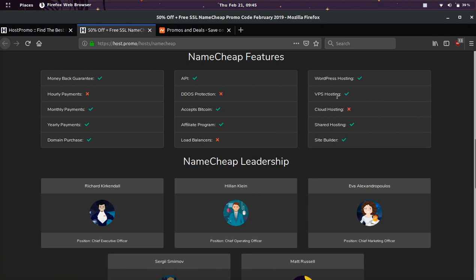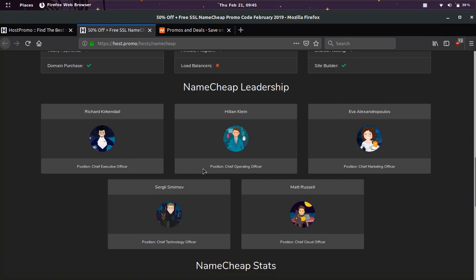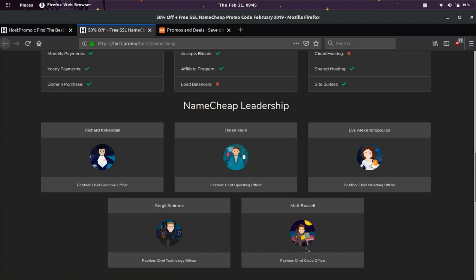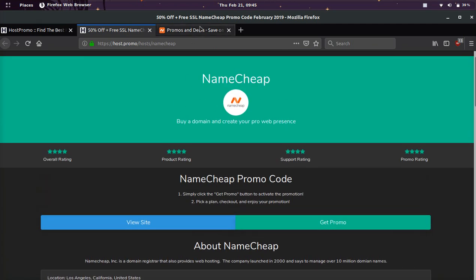They have WordPress hosting, VPS hosting, shared hosting, and a site builder, okay? And they're very open about who's working on their team compared to most hosting companies. I was able to find 5 different executives that they're showcasing versus other hosting companies who try to stay very private and you don't really know who's running it behind the scenes, okay?